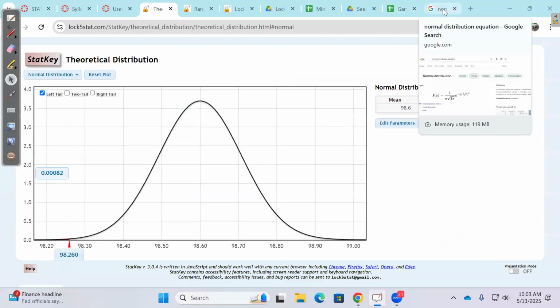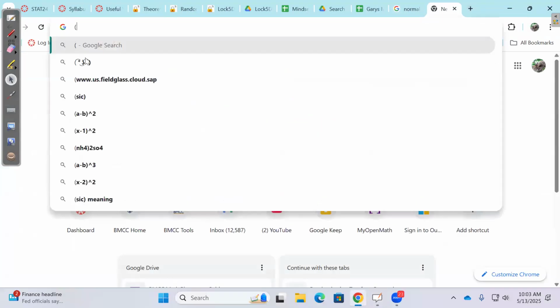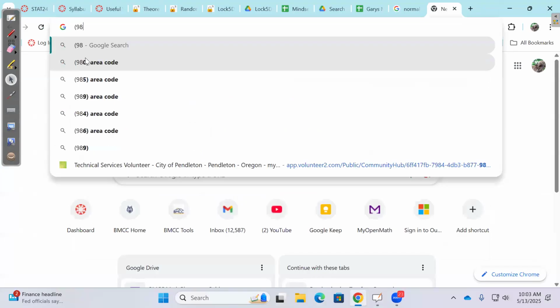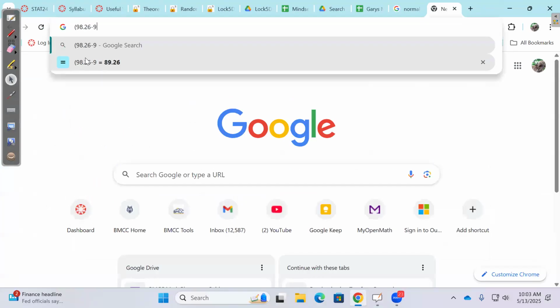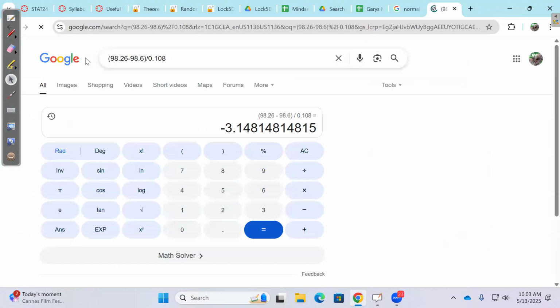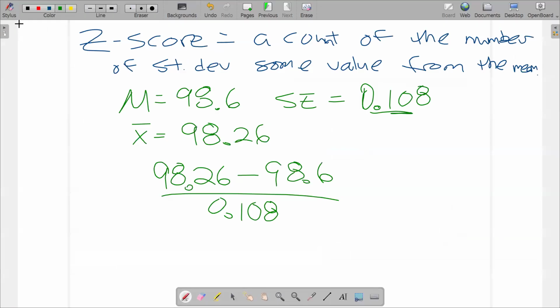All right, so let's just type it in. You need parentheses on some calculators. 98.26 minus 98.6, close parentheses, divide by 0.108. And this says that the z-score is around -3-ish. Okay, so let's grab 3 decimal places, -3.148. Anyone else get that? Okay, good. Just making sure I didn't screw this up. So I'm getting a z-score here of about -3.148.